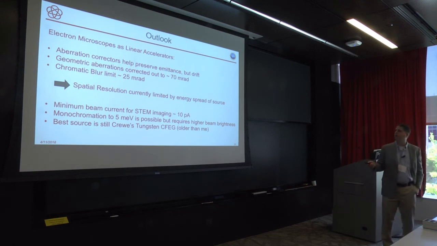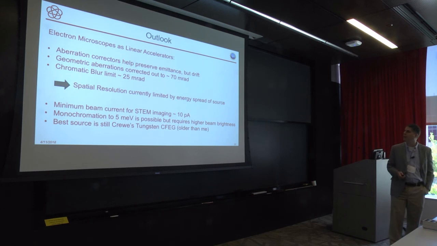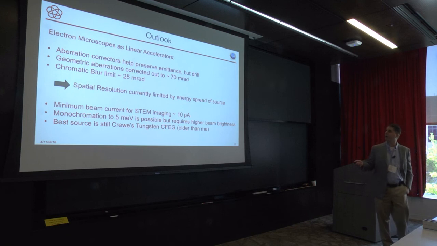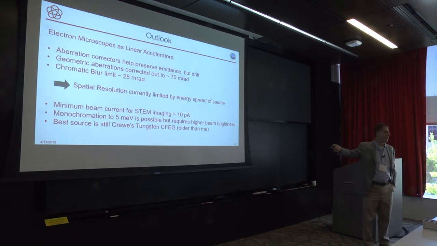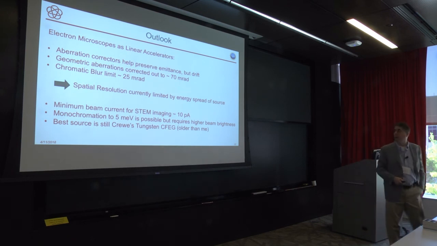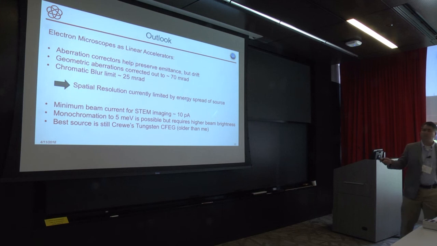I can't monochromate too much because I need a minimum beam current. And that pushes us back to the need for a higher brightness source. The same story is actually true if I'm doing ultrafast. In many cases, what kills you in the ultrafast is going to be the energy spread. That blows up on you very quickly. So that's our big challenge.